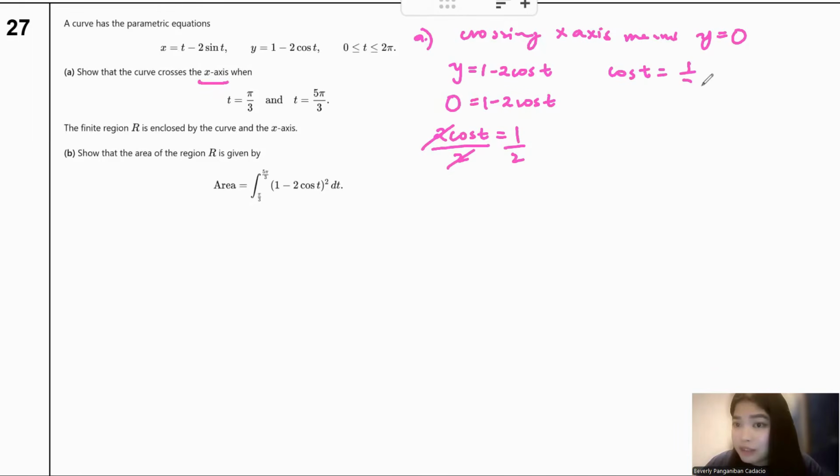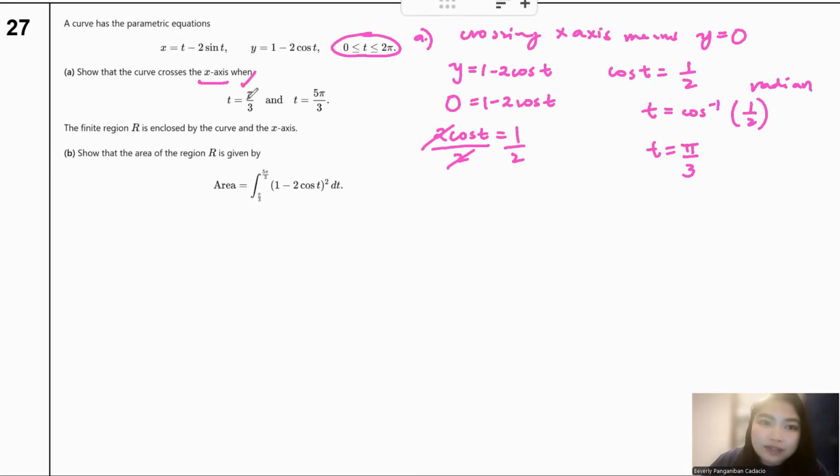But you're not yet done because you want to get the value of t. And you know that getting the value of t means cos inverse 1/2. And you need to be in radians. Look, you have 2 pi there, or a pi there, so it must be in radians, or else you're not going to get the answer. And when you put that in the calculator, you will get pi over 3 here. And yes, that's correct, pi over 3.